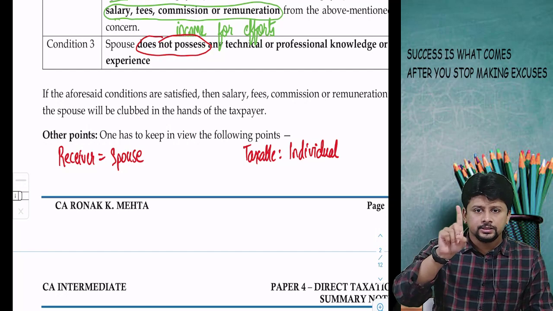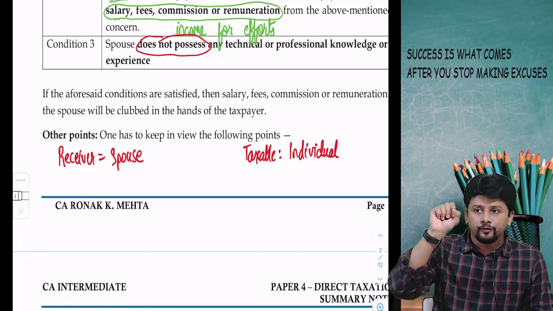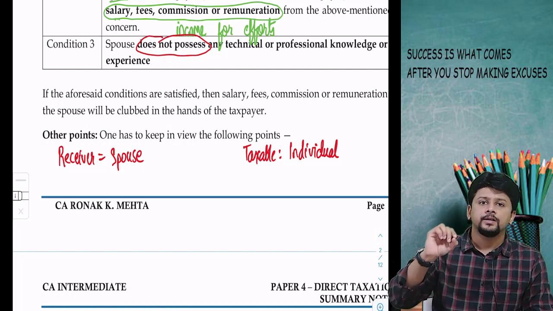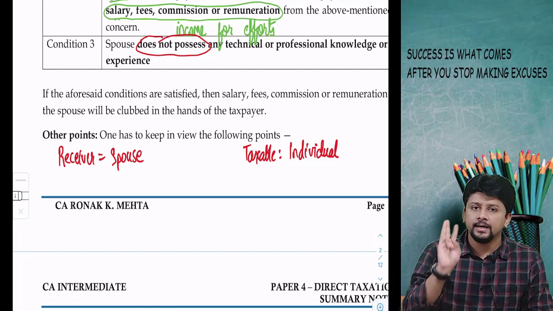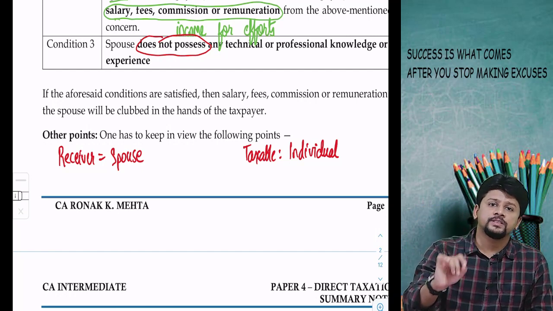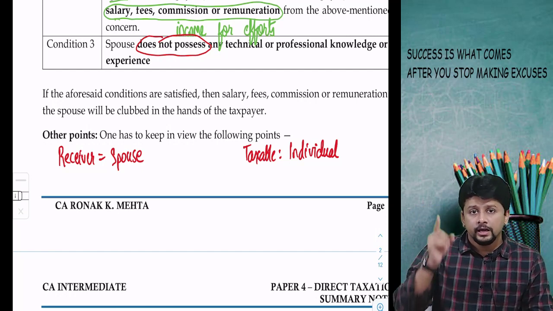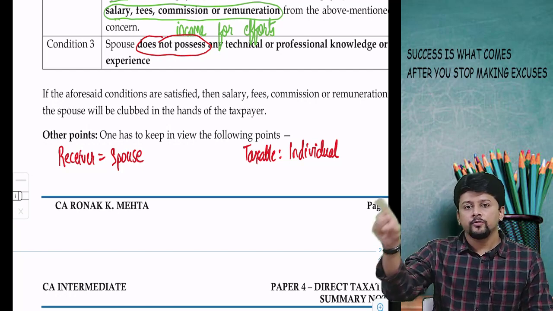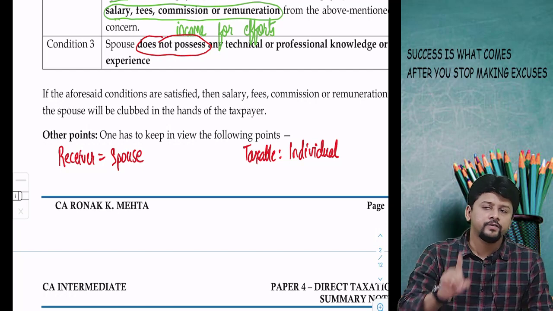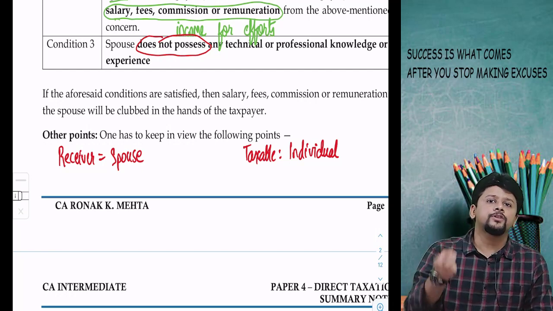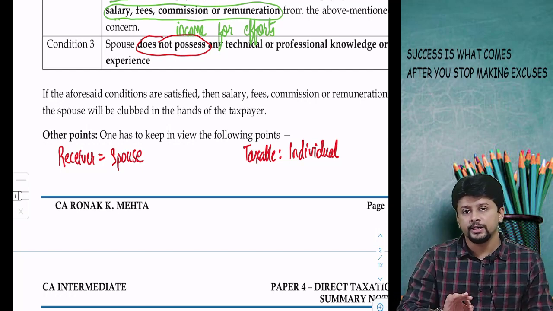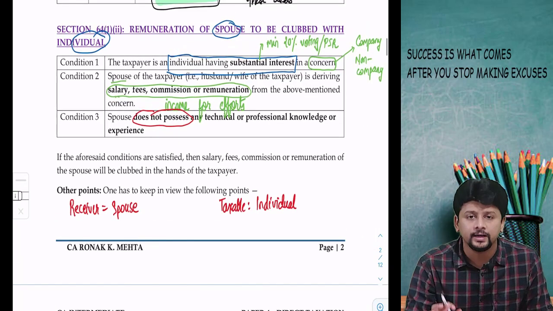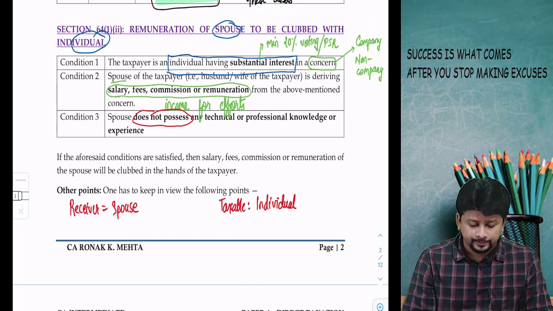Individual has substantial interest, condition number 1. From that concern where the individual has substantial interest, the spouse is receiving remuneration type of income. And condition number 3, spouse does not possess the qualification needed. If all these conditions are satisfied, income will be clubbed. It will be clubbed for the individual. Remember, it is not husband wife, it is individual spouse. The individual should have substantial interest, could be the husband, could be the wife. If all these conditions are satisfied, only then clubbing will apply.